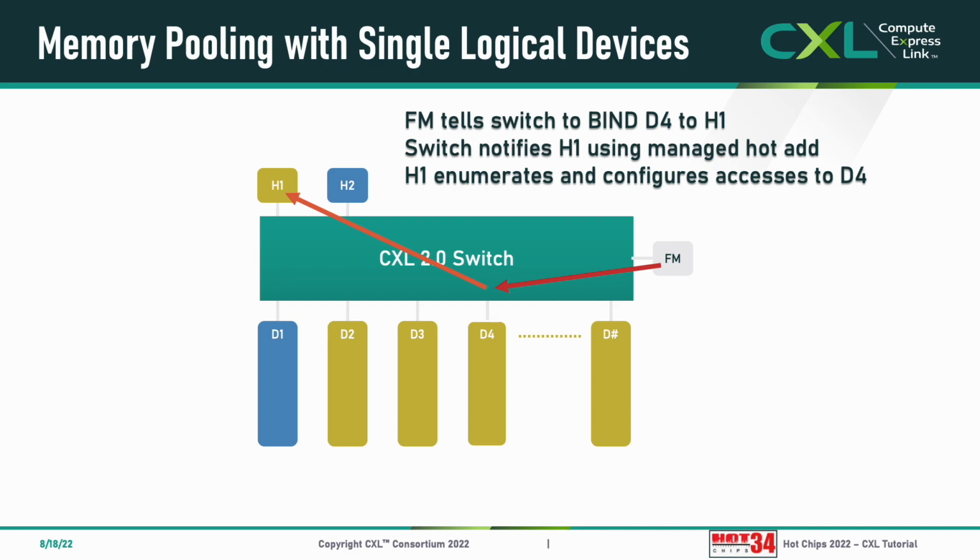Using a very similar command, only this time it's the bind command, the Fabric Manager tells the switch to bind device number 4 to host number 1's virtual CXL switch. And again, very similar to the previous slide, we use PCI managed hot add. The switch notifies the host that there is a link state change and a presence change. The host comes out and enumerates the device, finds out what its capabilities are, configures the HDM ranges in both the switch and the device, and then starts accessing its memory.